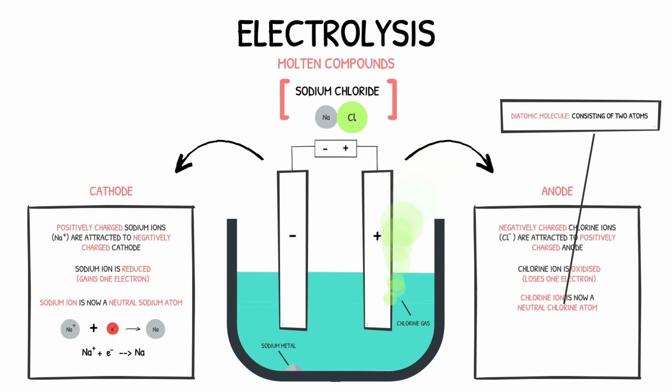At the anode, we had a chloride ion with a -1 charge. Each chloride ion lost an electron to form neutral chlorine atoms. The chlorine atoms then joined together to form chlorine molecules.